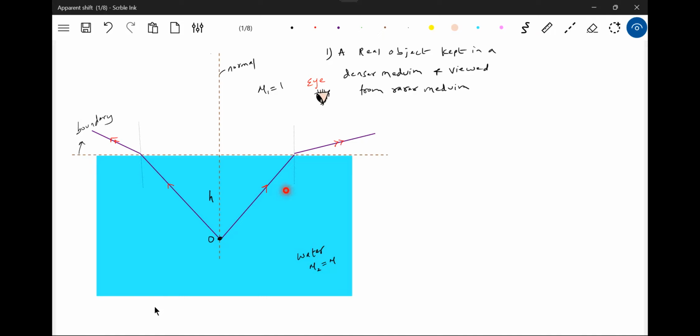The rays are moving from denser to rarer, so this is the normal. The ray will definitely bend away from the normal. Now there's a refracting angle. Let the angle of incidence be I and the angle of refraction be R. So this will be I. The refracted ray will diverge from this point.